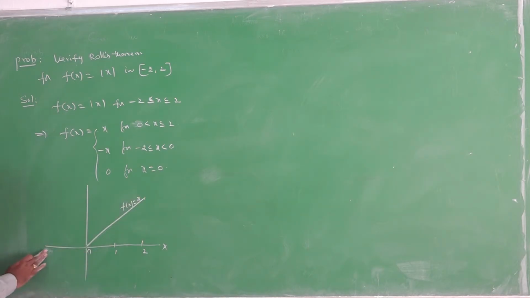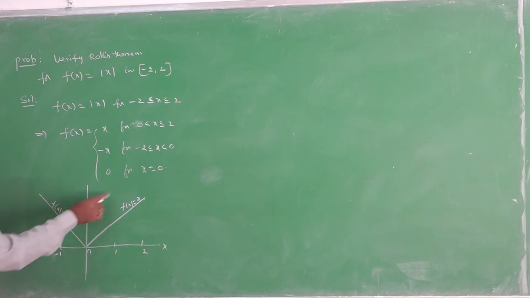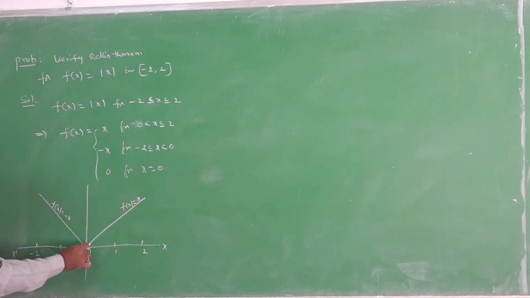In case x lies between minus 2 and 0, the graph is minus x. In such a case, the graph is like this. f of x equal to minus x. For x equal to 0, this is 0. This is the point 0, 0, also included in the graph. So the graph is in a V shape.